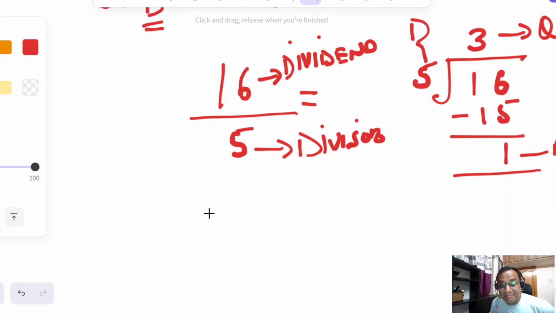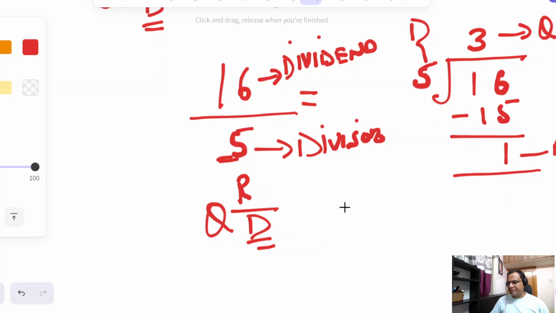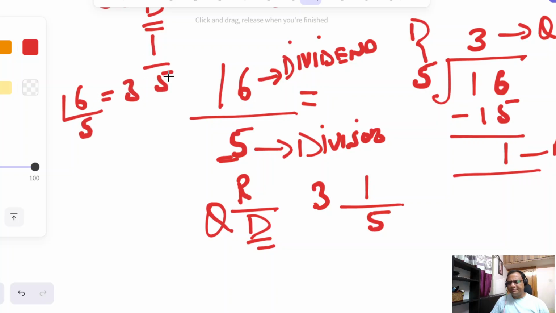And we always write a mixed fraction like this. Please write it down: Q R upon D, where Q is the quotient, R is the remainder, and D is the divisor. Basically the same as before. You can even just write 5 here. And what was the quotient here? 3. And what is the remainder? 1. So we converted 16 upon 5 to the mixed fraction 3 and 1 upon 5. Isn't it so easy?